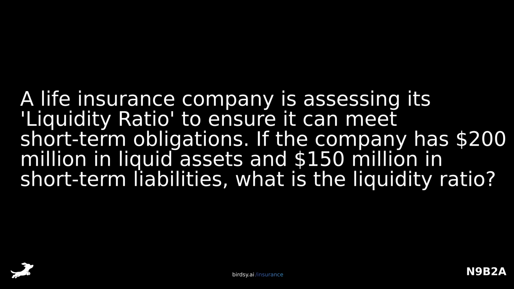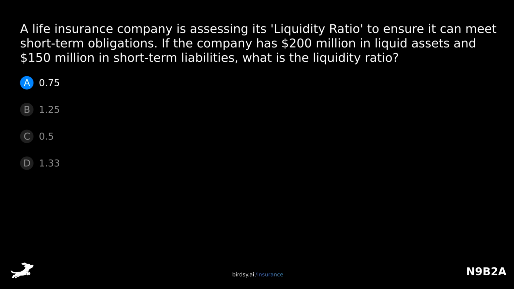A life insurance company is assessing its liquidity ratio to ensure it can meet short-term obligations. If the company has $200 million in liquid assets and $150 million in short-term liabilities, what is the liquidity ratio? Is it A, 0.75, B, 1.25, C, 0.5, or D, 1.33? The answer is D, 1.33.